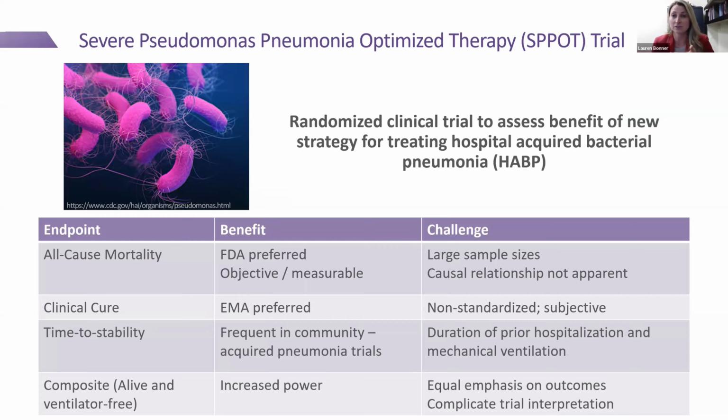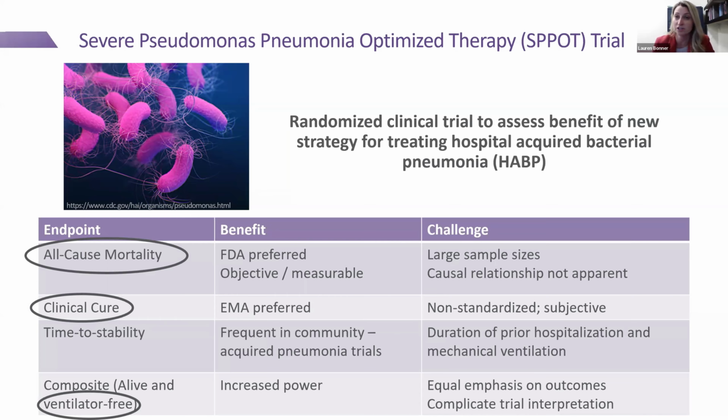We also talked about some composites, so thinking about an outcome in terms of being alive and ventilator-free, really with the goal of driving up the event rate to increase our power. A challenge in general with composite endpoints, and in particular in this setting, is placing equal emphasis on the outcomes, which can complicate the trial interpretation. So after a lot of discussion, we landed on using three of these and incorporating them all in this win ratio strategy. We decided to incorporate all-cause mortality, clinical cure, and ventilator-free days.